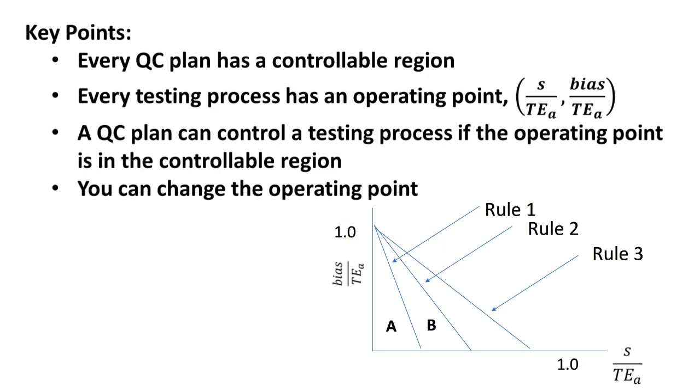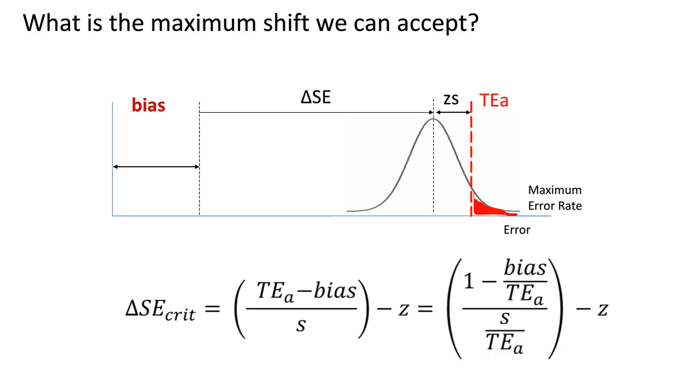You can see that we can control the process with Rule 1 if we move the operating point from B to A. So given a rule and an operating point, you should understand how to use an OPSpec chart to ensure that your process is controllable. But where do these lines come from, and how do they connect to QC plans? Let's take a look at that next.